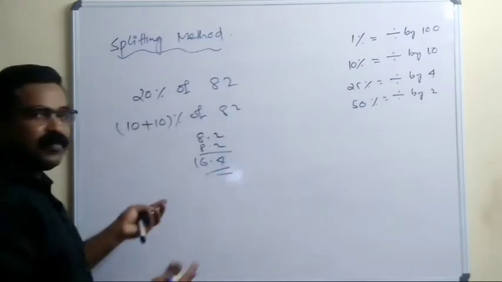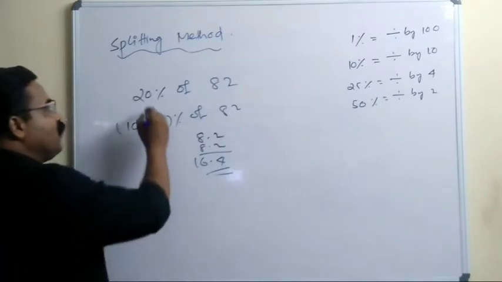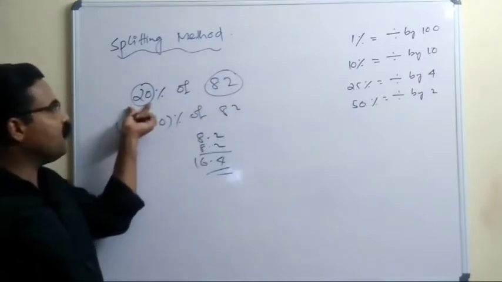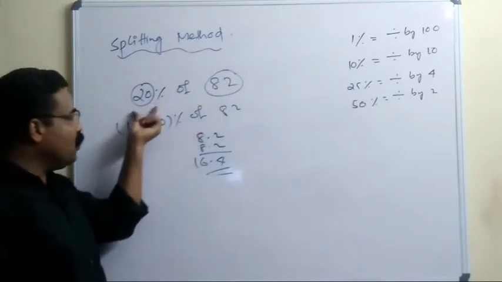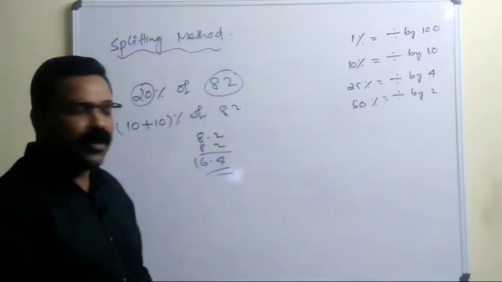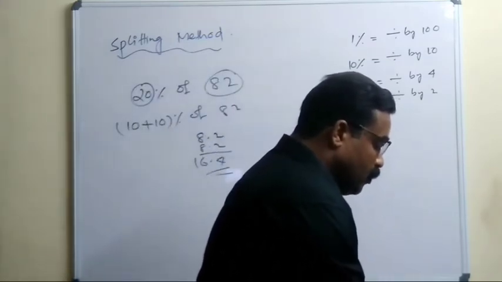You need not write. For explanation I am writing it on the board, but in the exam hall you need not write all these things. Directly you can find out. 20 percentage of 82 you want to find out. We know 10 percentage of 82 will be 8.2. So 20 percentage will be double of 8.2, that is equal to 8.2 plus 8.2, 16.4. So this method we can easily find out. So some more questions.